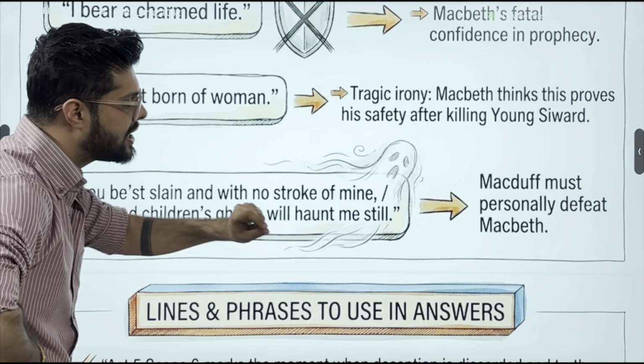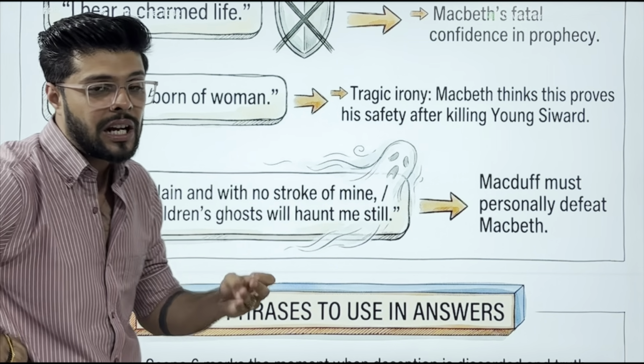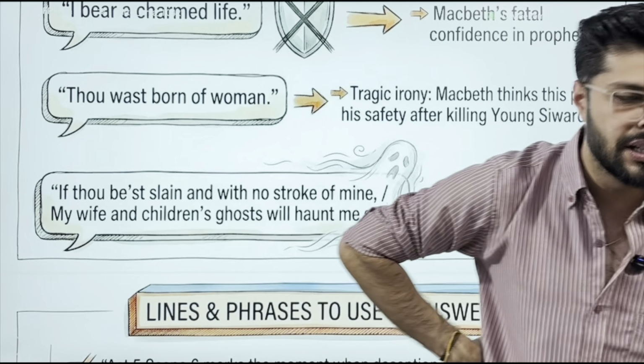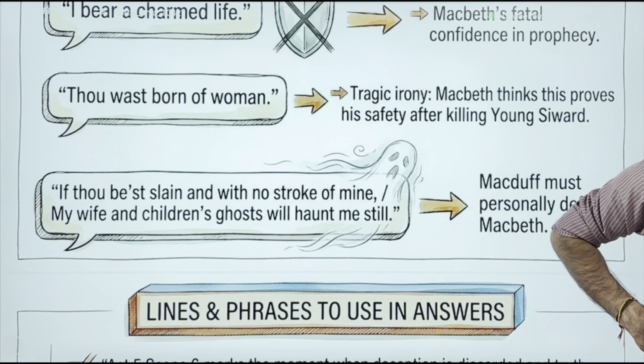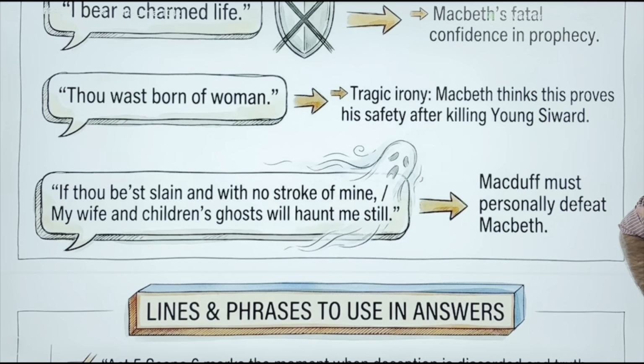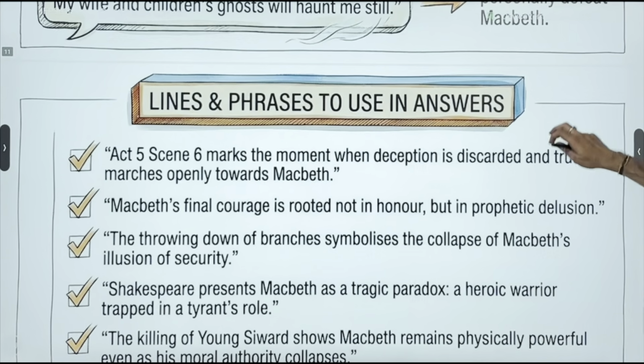Basically, Macduff must personally defeat Macbeth because Macduff's family's death was personal to him, and that is why he personally wants to be the one who will behead Macbeth and strip him of his tyrannical position.